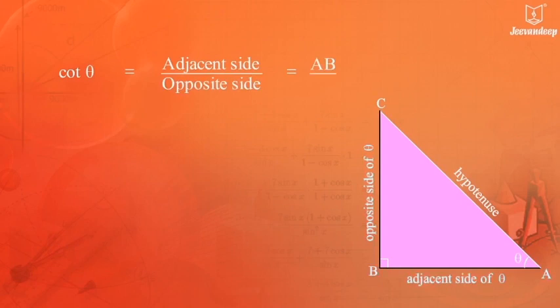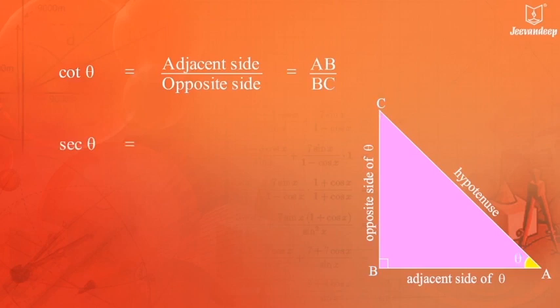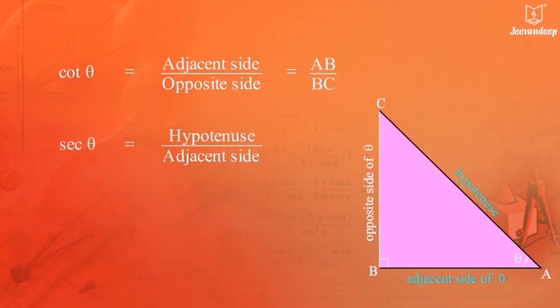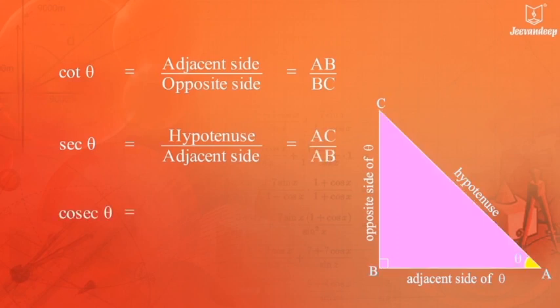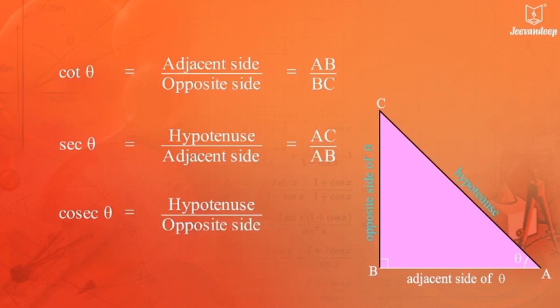Cot theta equals adjacent side upon opposite side, which equals AB upon BC. Sec theta equals hypotenuse upon adjacent side, that equals AC upon AB. Cosec theta equals hypotenuse upon opposite side, which again equals AC upon BC.